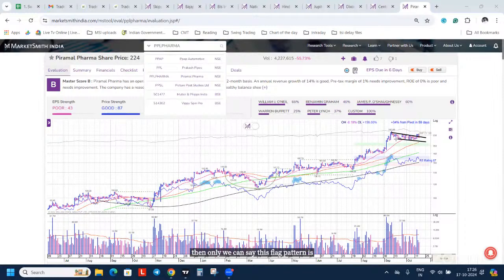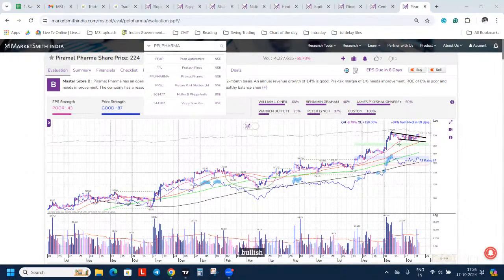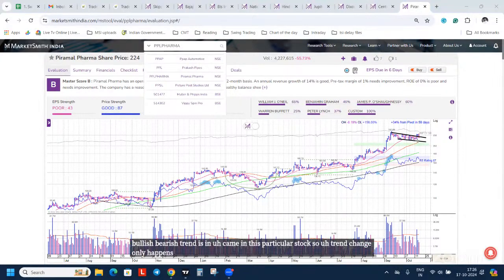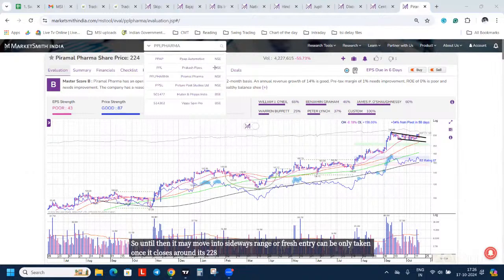If it closes below its 50 DMA, then we can say the bullish trend has turned bearish in this particular stock. So a trend change only happens once it closes below its 50 DMA. Until then, it may move into a sideways range, or any fresh entry can only be taken once it closes around its 228-230 level.